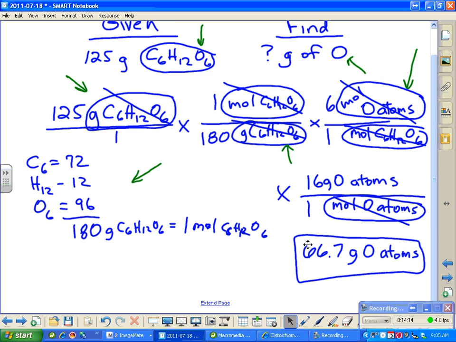And if I wanted to go to oxygen particles, then instead of using this, I'd use the Avo. When I said this, I was pointing to this guy. Okay? So we could go either way with this.